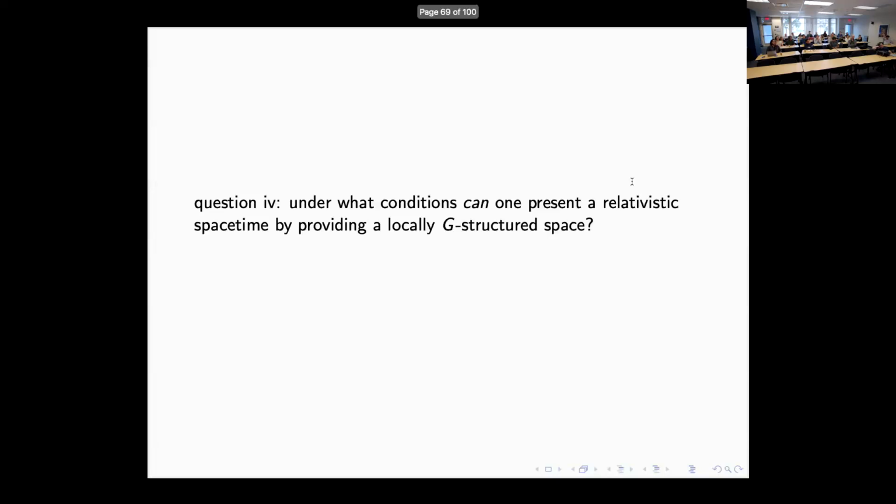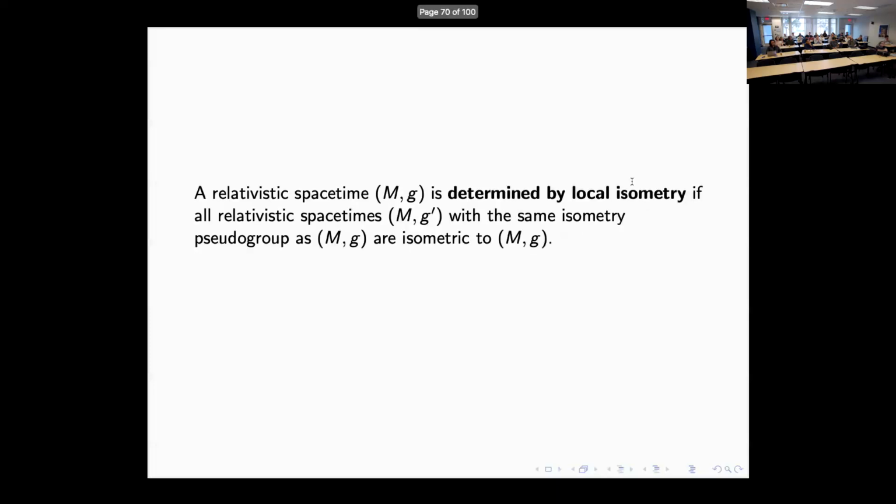Okay, so I do have one other relevant question that I'd like to ask. So we've seen that this method doesn't always work. This Kleinian subtractive external method doesn't always work for presenting a relativistic spacetime. In these cases where relativistic spacetimes have very few symmetries, the method breaks down. So under what conditions does it work? Okay, we can give a kind of answer to this question. Which relativistic spacetimes can we present by giving a locally G-structured space?